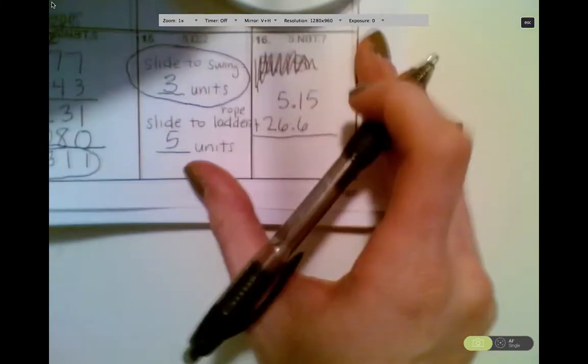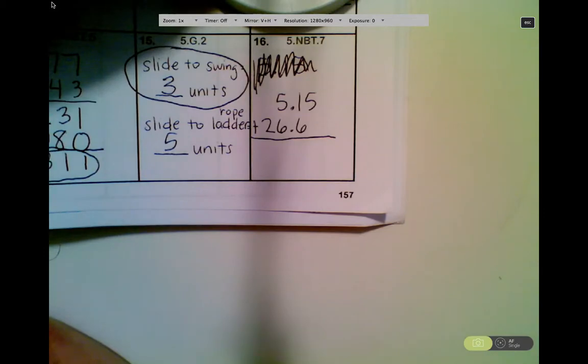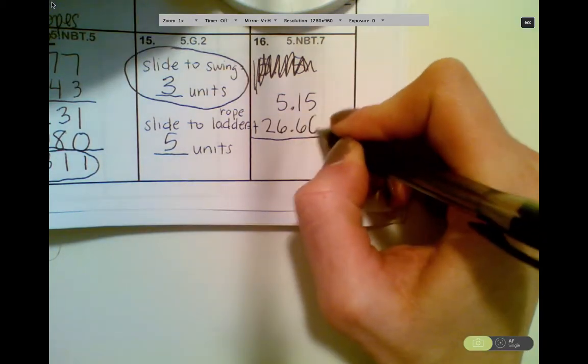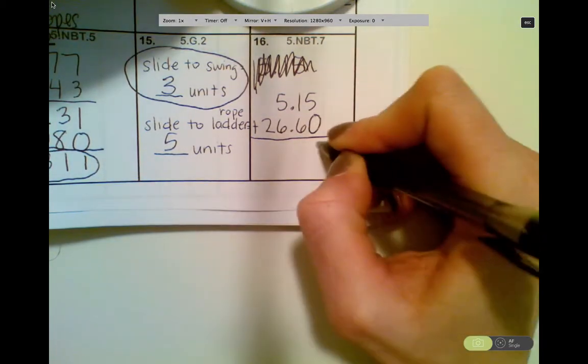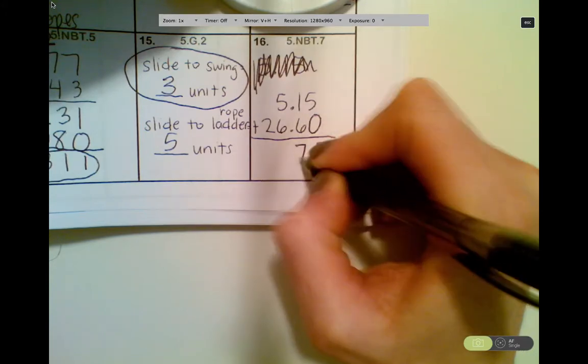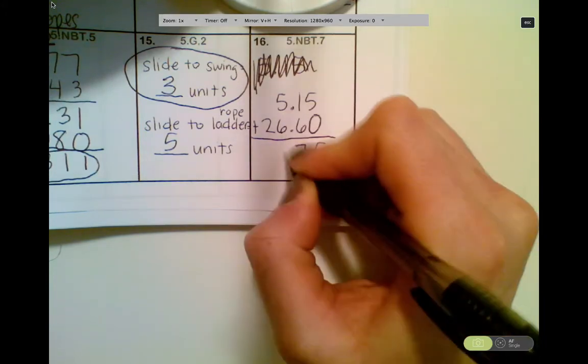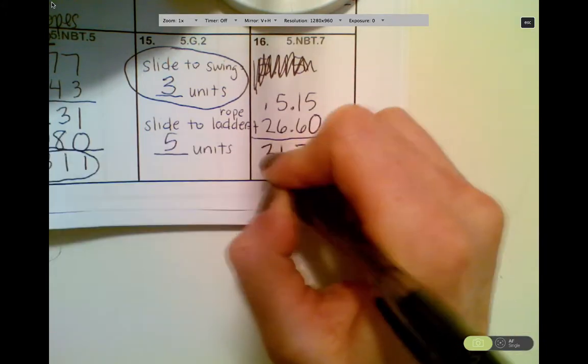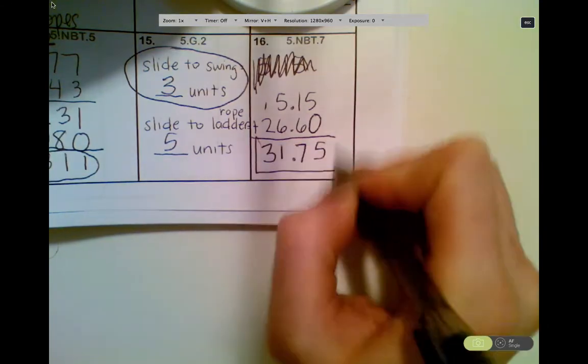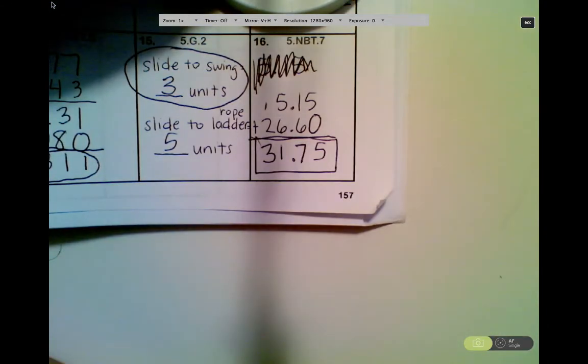And finally, number 16, adding decimals. I know I can put a 0 there as my place marker. 5, 6 plus 1 is 7. 6 plus 5 is 11. And 1 plus 2 is 3. So my answer is 31 and 75 hundredths.